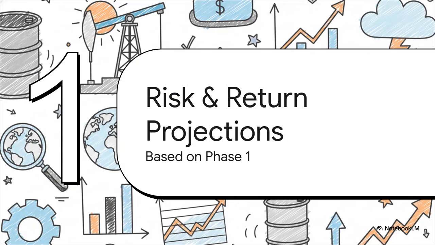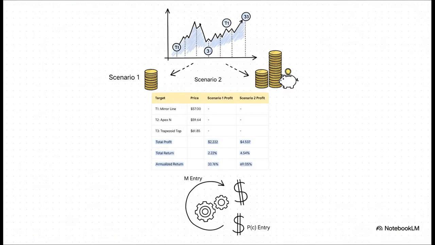Okay, so we've got the entry plan, we've got the risk rules locked in. What's the logical next step? Projecting the potential outcomes. Let's take a look at the risk and return projections that stem from that initial Phase 1 setup. So, the model projects three potential price targets. You can see them labeled T1, T2, and T3.